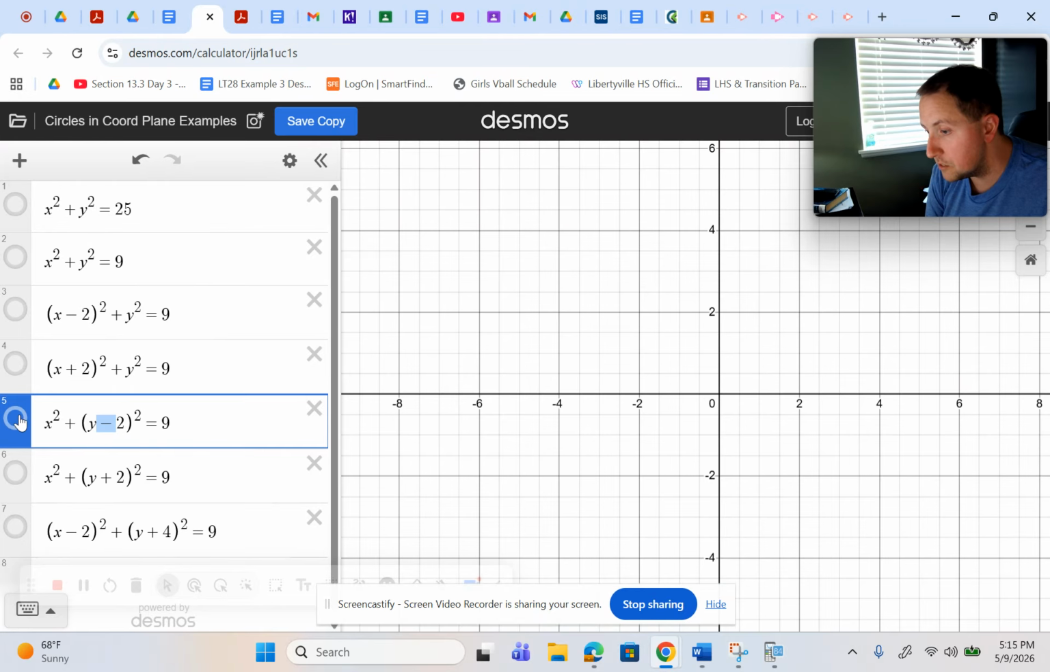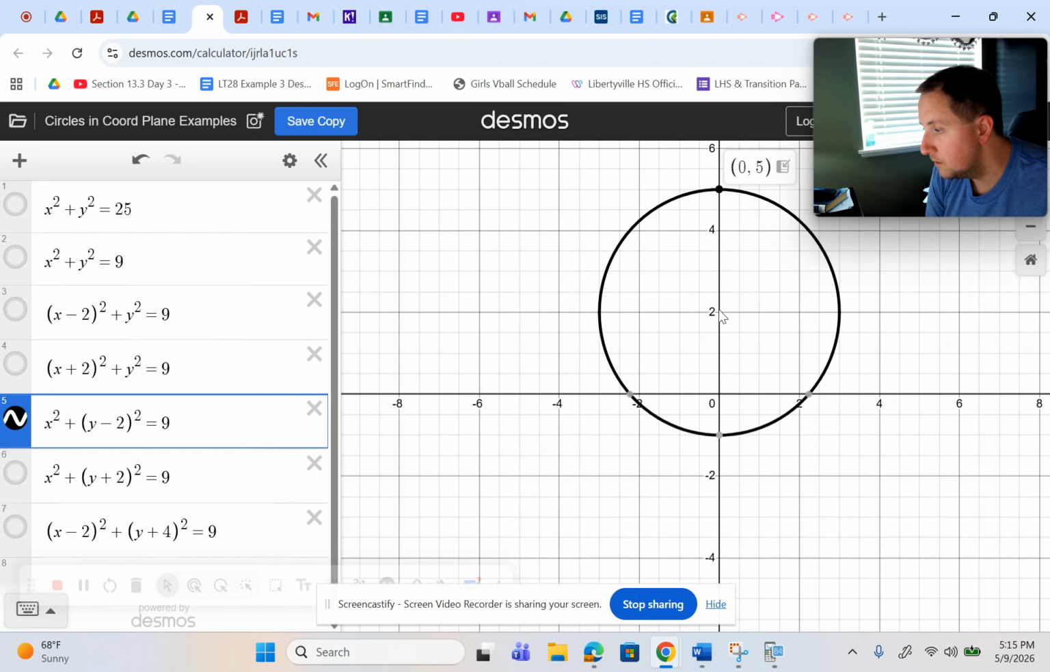So I would expect the center of this circle to be at 0, 2, which is exactly where the center lies. If I count from 2, I go 3 units up, I'm at 5. I go 3 units to the right, I'm at 3. I go 3 units down, I'm at negative 1. And I go 3 units to the left, and I'm at negative 3. Okay. So definitely pretty cool stuff.